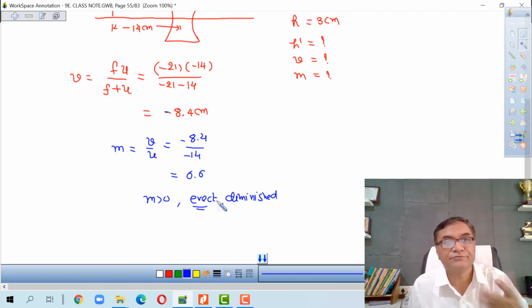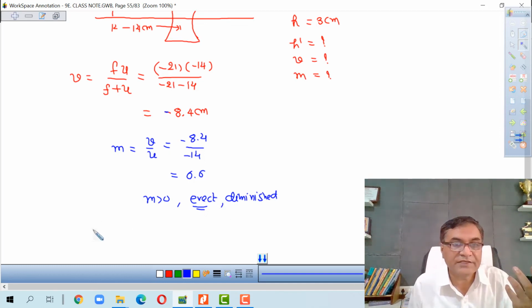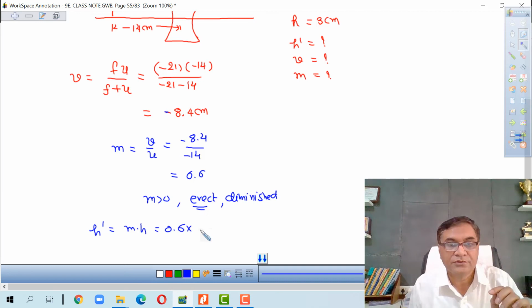That is, smaller. And what is the size? H prime is equal to M times H. So 0.6 into 3 centimeter. 6 3 6, 3 18, 1.8 centimeter.